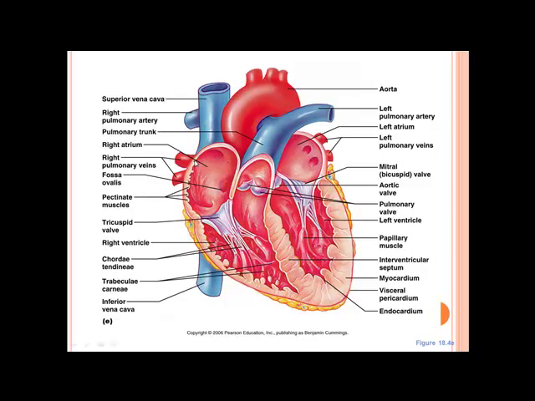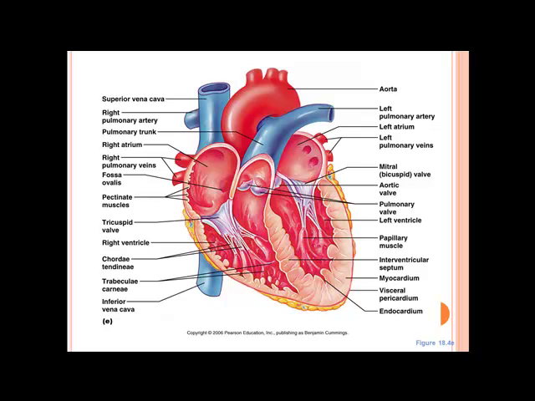Now let's check out some anatomy here. Here's my right atrium. Within the right atrium we have the fossa ovalis. It is the remnant of the foramen ovale. It used to be a hole that connected the right atrium to the left atrium. Blood used to go straight from the right atrium to the left atrium, and the reason for that was to avoid the lungs.